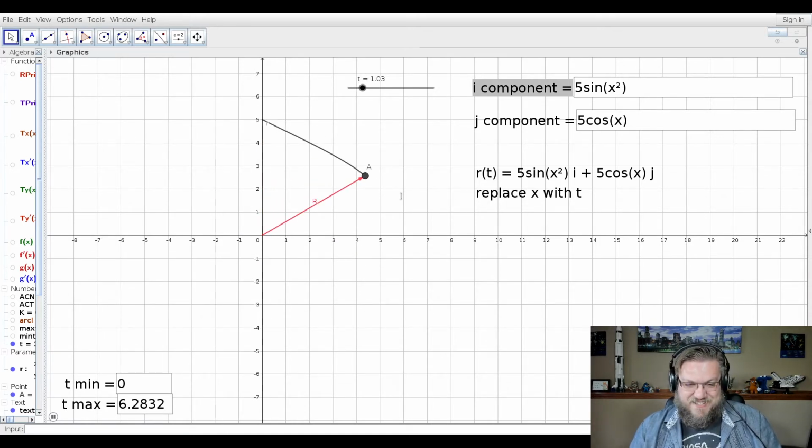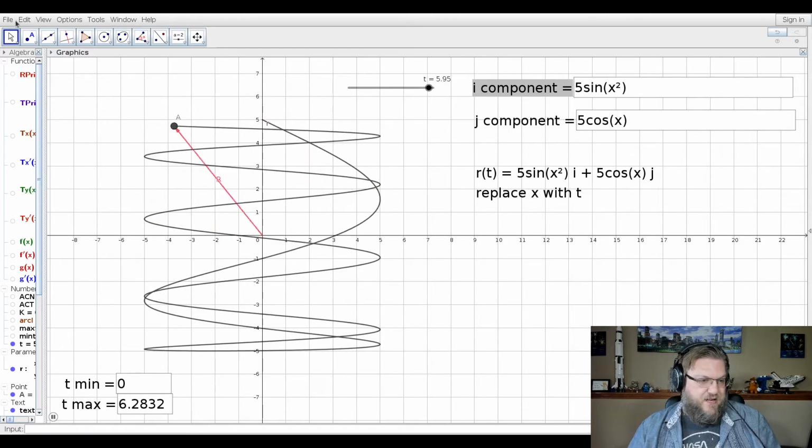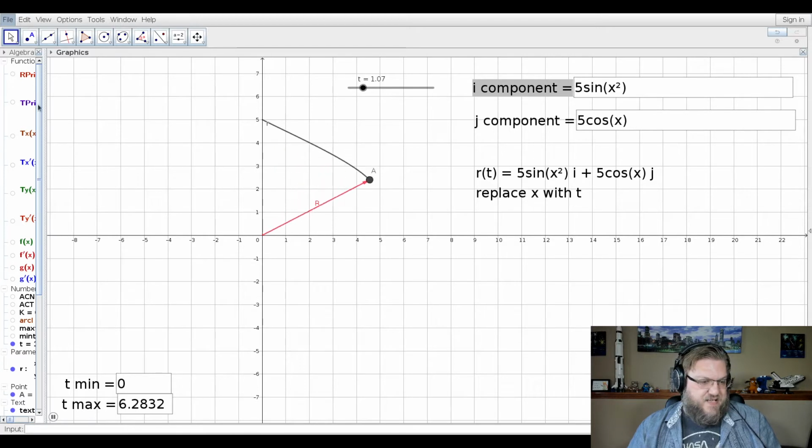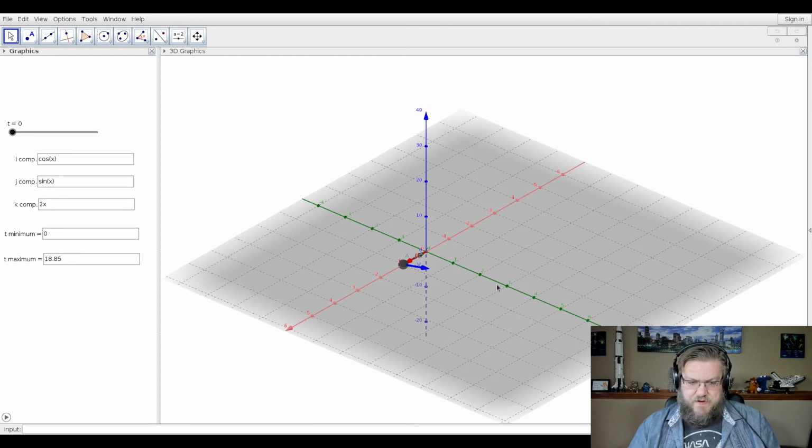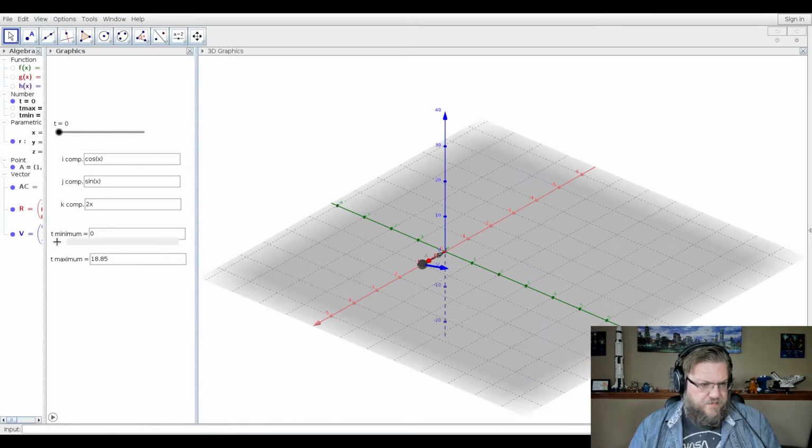Yeah, awesome. I do have a 3D version, so let's see. We can do that as well. So let me stop this real quick and open up. The 3D version does not have as many features to it. Let me see here. Yeah, there we go. And so this will draw out 3D vector valued functions.